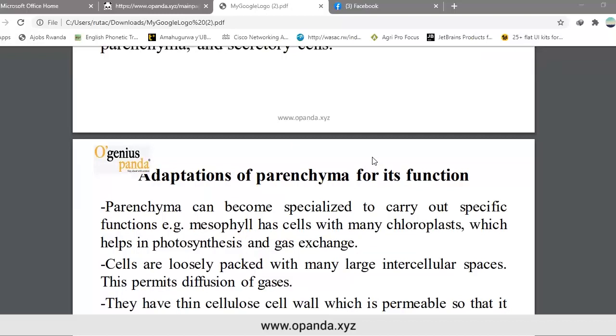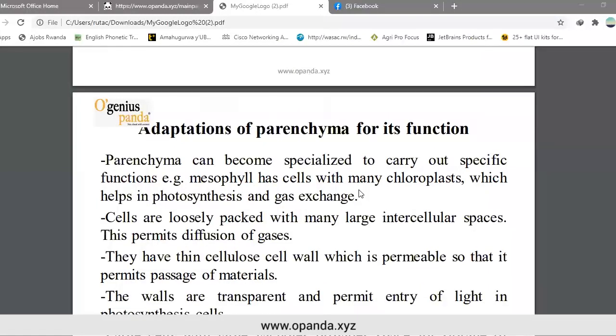Adaptations of parenchyma for its function. Parenchyma can become specialized to carry out specific functions. For example, mesophyll has cells with many chloroplasts, which helps in photosynthesis and gaseous exchange. Cells are usually packed with many large intercellular spaces. This permits diffusion of gases.